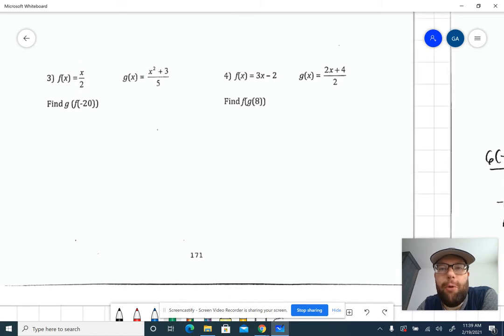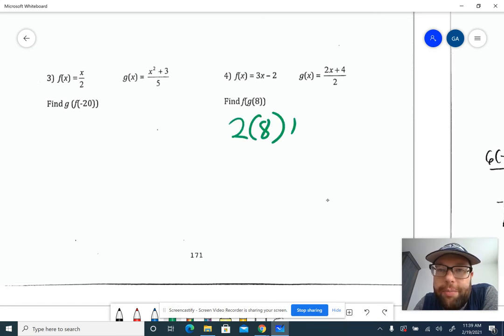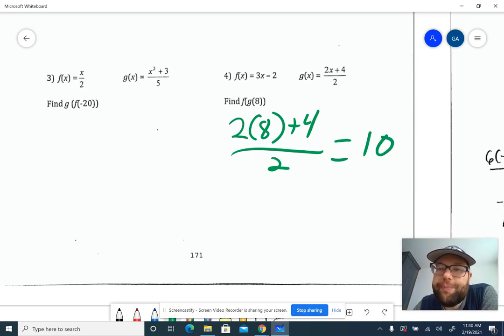Let's look at number 4. This time, g is the inside function and it wants me to plug in 8. So I'm going to replace the x with 8. It's going to be 2 times 8 plus 4, divided by 2. 2 times 8 is 16, plus 4 is 20, divided by 2 is 10. So that is my g of 8. That's what g of 8 equals.